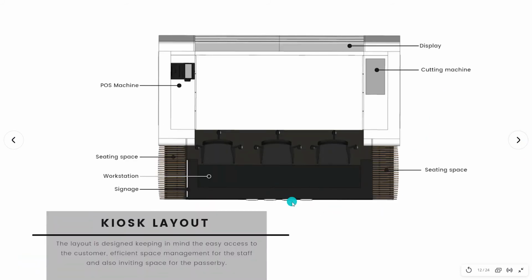Previously we used to work with creating the plans and sections to present to the client, but currently we have noticed that using SketchUp and VRay to present the initial concept and the spatial design is much faster and the clients are able to visualize better. Here is a top view done using SketchUp, where the location of the POS machine is shown, the cutting machine, the display, and we have also created the seating spaces within the kiosk. If there's any passerby, they can actually utilize this as a resting space, and it also creates a very interactive kiosk in general.